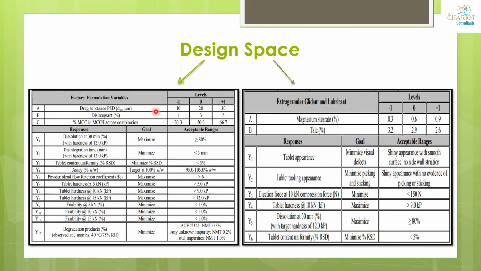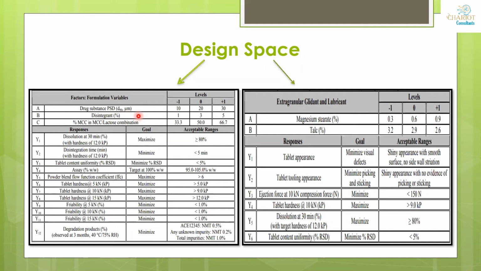For example, if we talk about particle size, for D90 the minimum level we are using is D90 10 micron, the maximum level is D90 30 micron, and the medium level is 20 micron. Similarly, when we talk about disintegrant, whenever we are working with any disintegrant, we generally take around 1 to 5%.